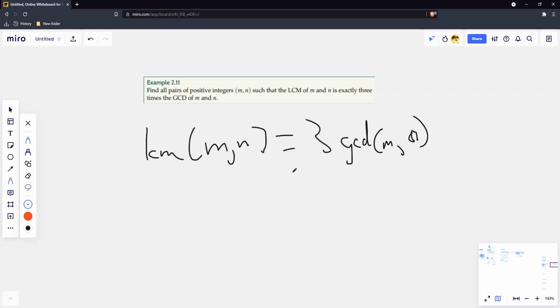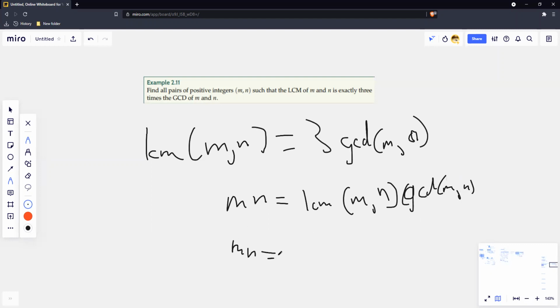Okay, and we are finding all pairs of positive integers m, n, right? So let's use the formula mn is equal to LCM times GCD. This is what most people are inclined to do. Let's try this method. Then we have mn is equal to 3 times GCD(m, n) squared, right?